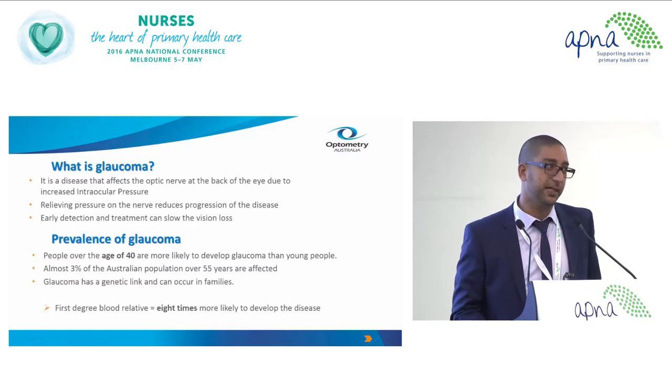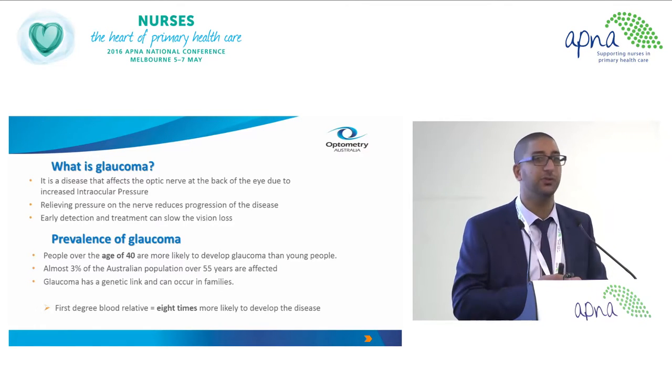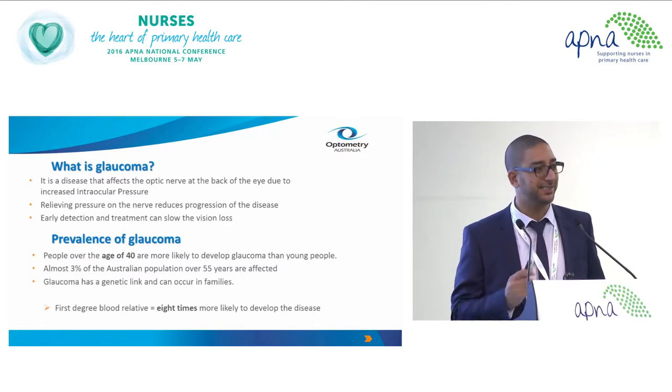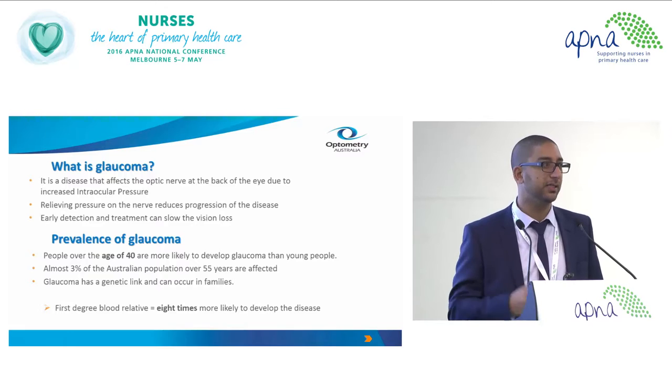This is the thief of sight. Okay, there are no symptoms. You have no idea you have glaucoma until you start losing your peripheral vision and you start bumping into things. Again, it's essential that it's picked up through an eye test, the pressure in the eye is checked, pressure's good, the back of the eye looks healthy, away you go.